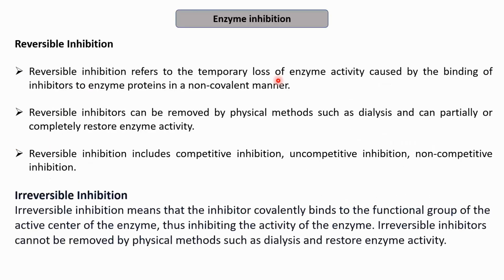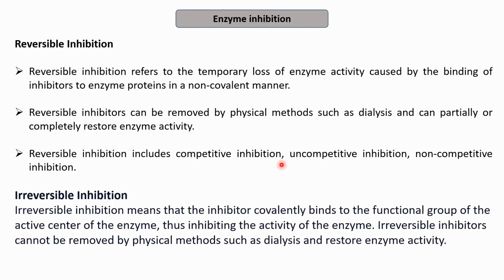Enzymes can be inhibited in various manners, which is known as enzyme inhibition. This can be reversible or irreversible inhibition. As the name suggests, reversible inhibition refers to the temporary loss of enzymatic activity, caused by the binding of inhibitors to the enzyme proteins in a non-covalent manner. Since it is reversible, it can be removed by physical methods, like dialysis, so the inhibitor can be removed and partial or complete restoration of the enzymatic activity may take place. Reversible inhibition includes competitive, uncompetitive, and non-competitive inhibition.